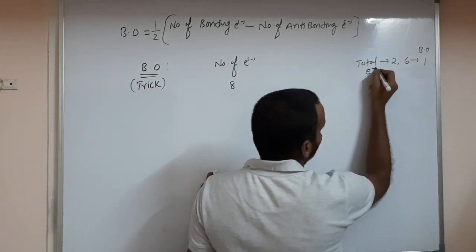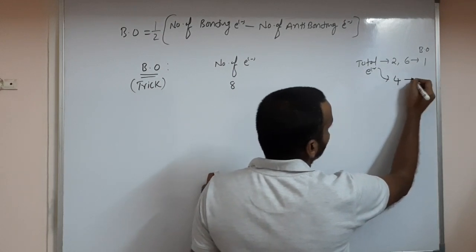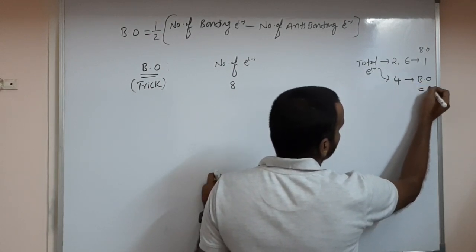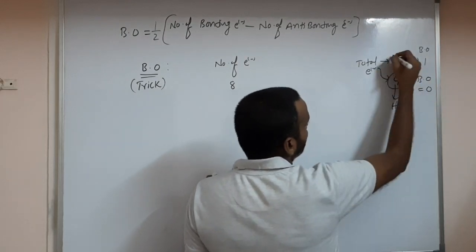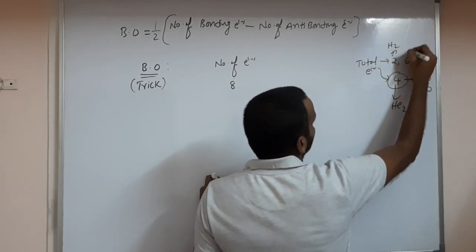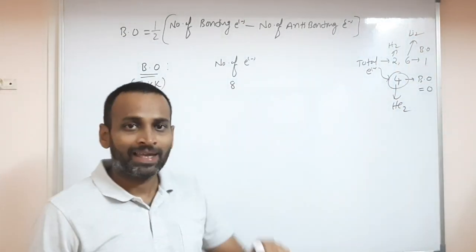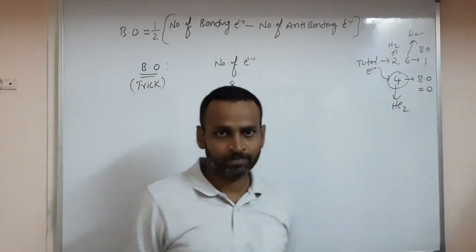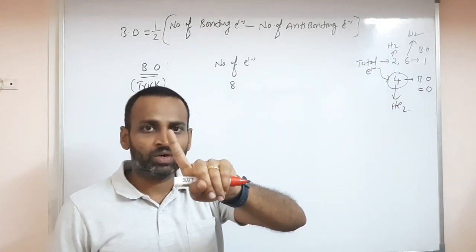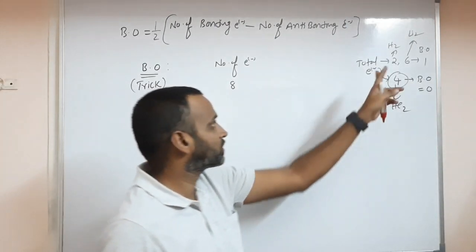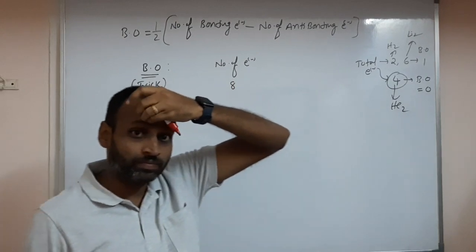If the total electrons are 4, then bond order will be 0. Okay, 4 electrons is what? He2. 2 electrons is what? H2. 6 electrons is what? Li2. Lithium atomic number is 3, no? So Li2 means 6 electrons. Hydrogen atomic number is 1, 2 hydrogens H2, so 2 electrons. So for 2 electron and 6 electron species, bond order is 1.